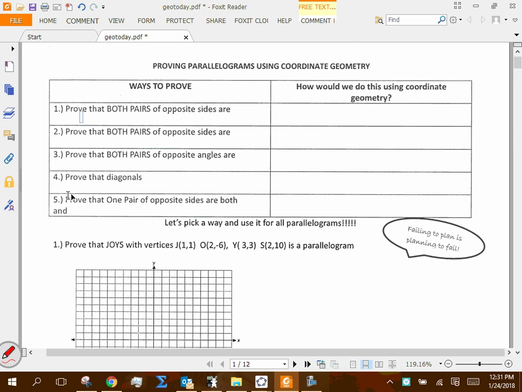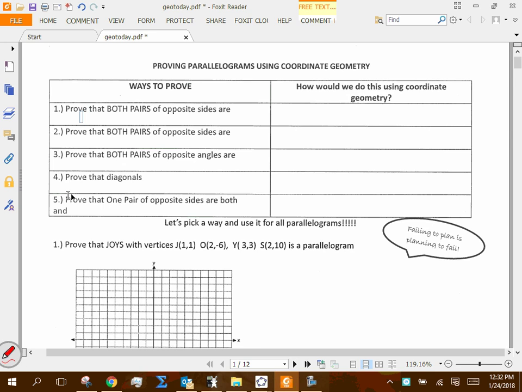What can we show? Okay, so both pairs of opposite sides are... What does slope tell me? Slope is the quantity that we're going to calculate. When I look at the slopes and I relate them, it's going to tell me the sides are what to one another? Not equal. Parallel.